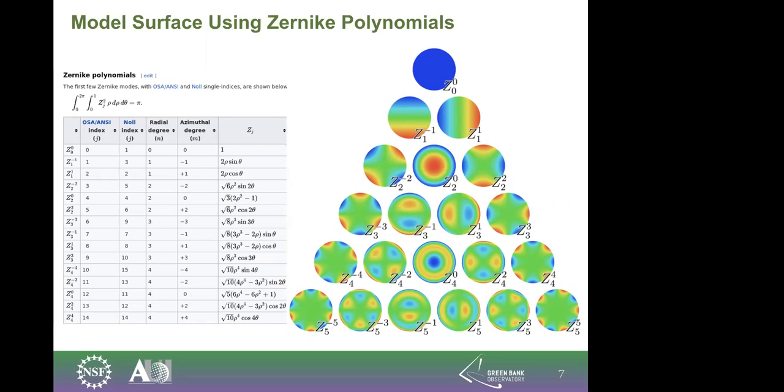Those are usually the most common that we'll be using, but the Zernike polynomials cover a wide range of different values. These are just some of the different values that you can see here, along with how those translate to the dish structure.